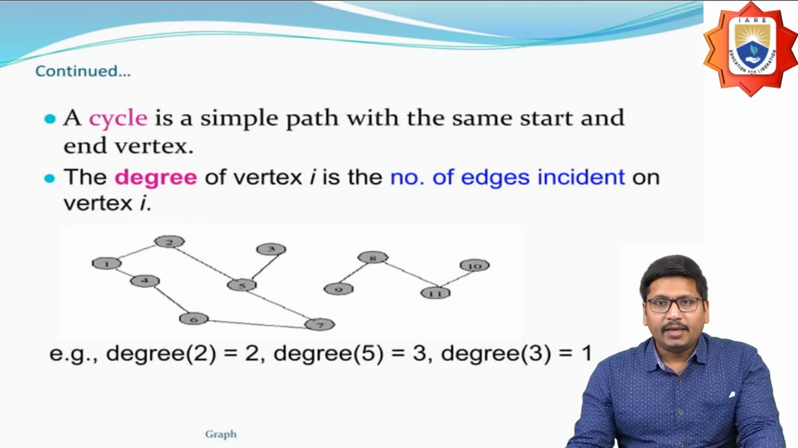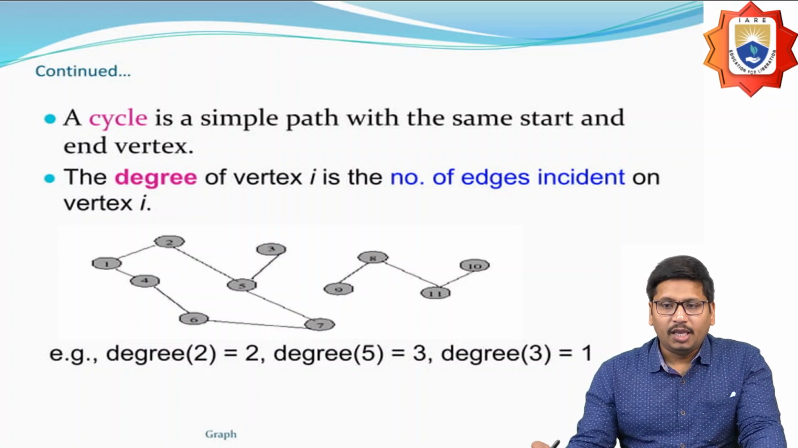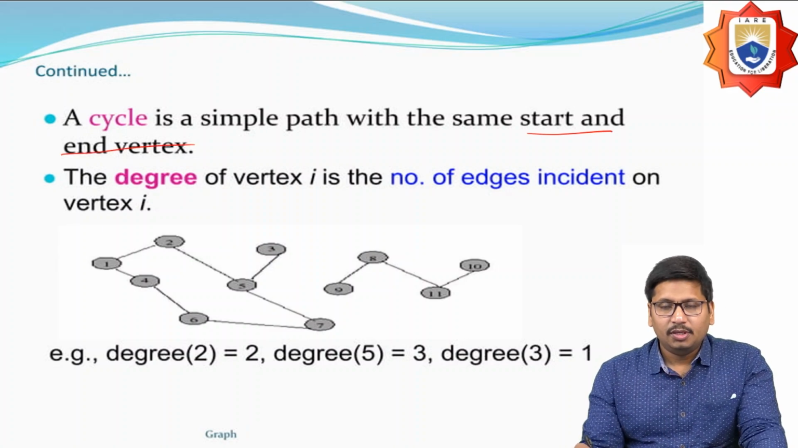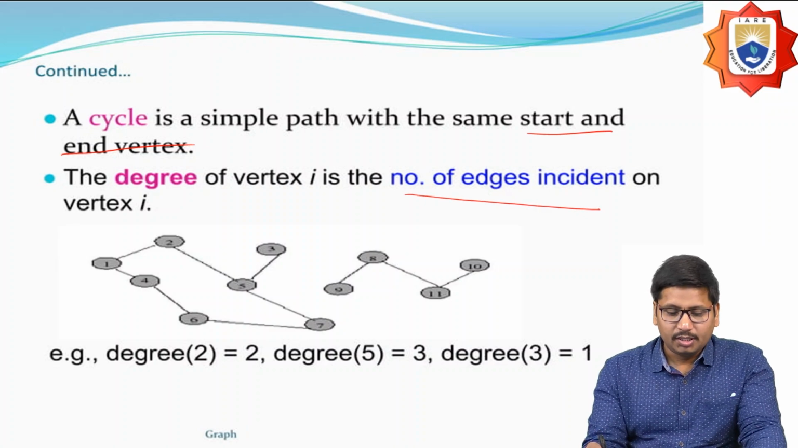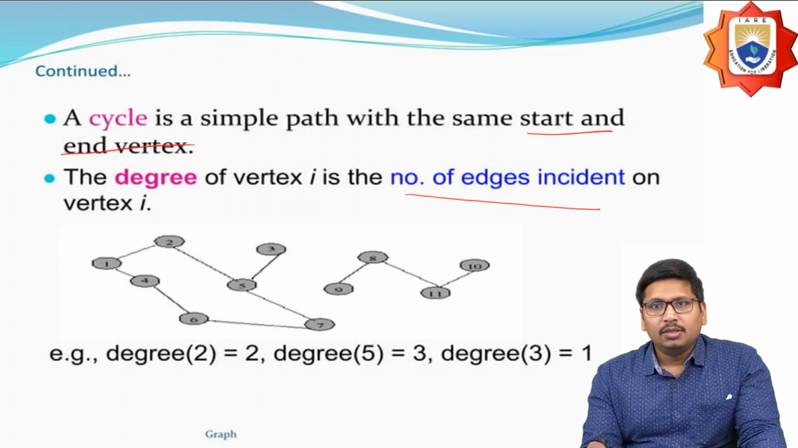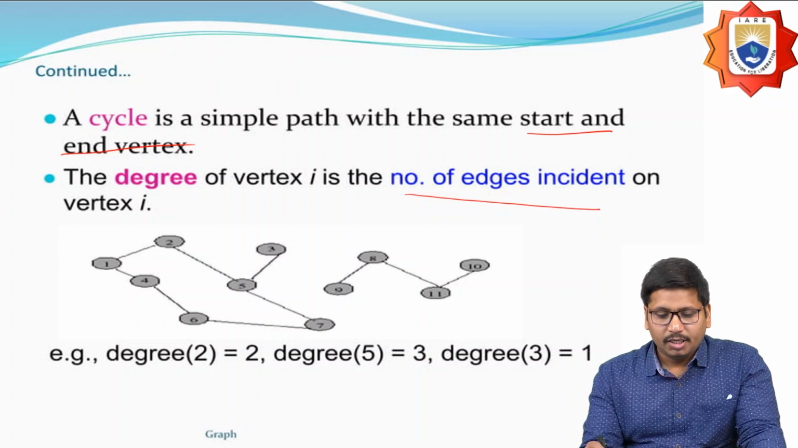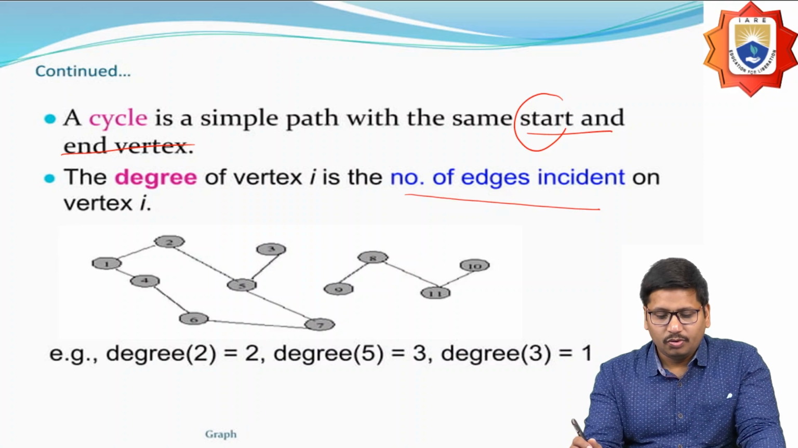And next, what is a cycle here? A cycle is nothing but a simple path with the same start and end vertex. So a simple cycle is a path in which the vertex should be the same for starting and ending. And the degree of vertex i is the number of edges incident on vertex i.